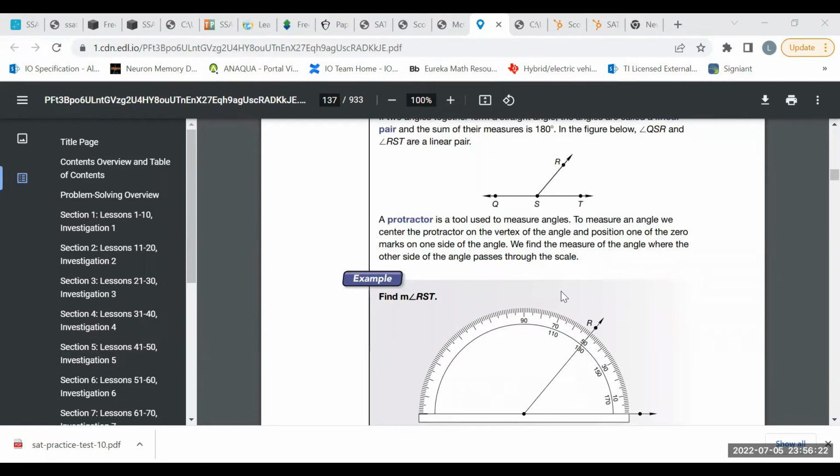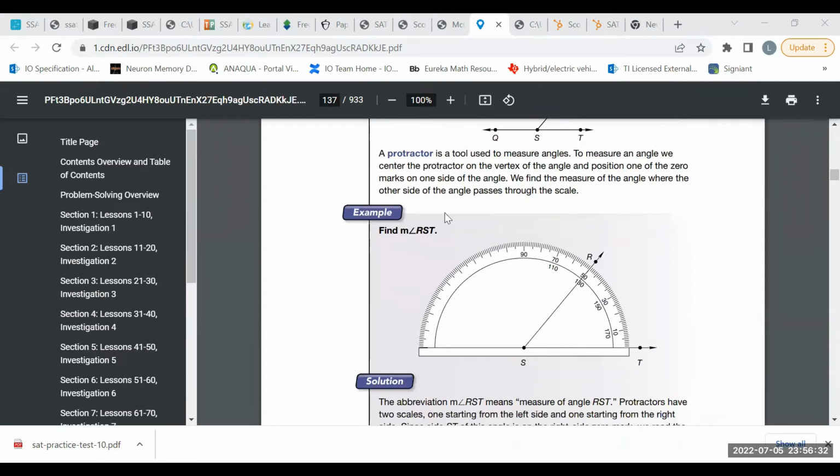A protractor is a tool that is used to measure angles. Have you ever seen a protractor before? Have you used it? Okay, excellent. So essentially you put the center of the protractor at the vertex of the angle, and then you see where one of the sides will cross the markings on the protractor. Can you find the angle RST here? 50 degrees.